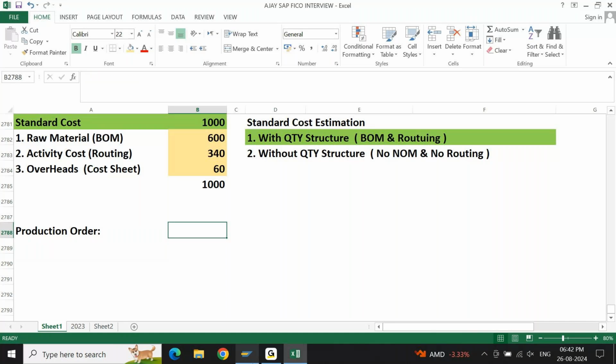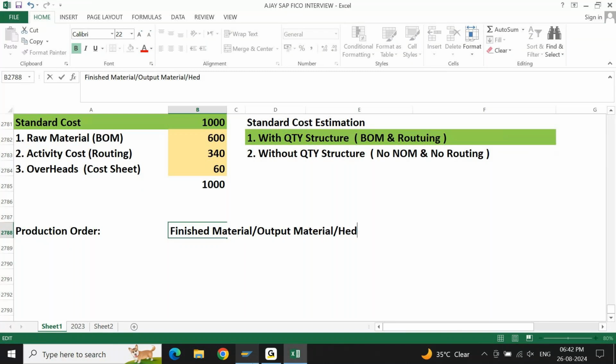Your production order will always contain finished material. This finished material is also called output material or header material. I can say finished material, or output material, or I can say header material. People may be using different terminologies. Do not get confused with us.